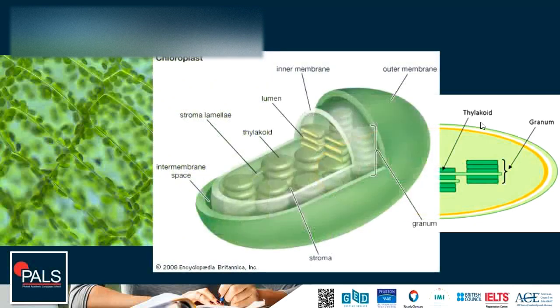Here is another picture, 3-dimensional. Again, we can nicely see the granums, the stacks of the thylakoids, located inside the chloroplast in the stroma, inside, covered by the 2 membranes, inner and outer.